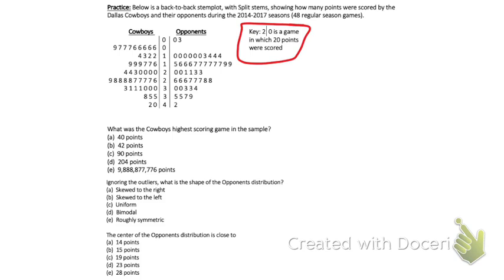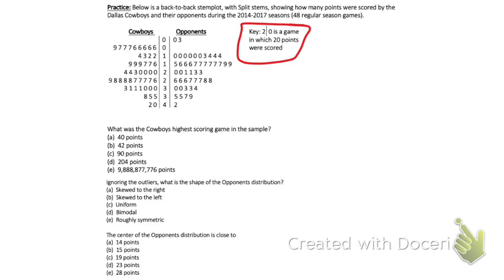All right, let me ask you a couple questions to make sure you understand how to read this. What is the lowest number of points that an opponent scored in a game? 0. What is the highest number of points that an opponent scored? 42. What's the lowest number of points that the Cowboys scored in a game during that time? 6. Notice that there is not a 0 for the Cowboys because they don't ever put up 0 points. They're always scoring. And then what's the highest number of points for the Cowboys? 42. Very good.